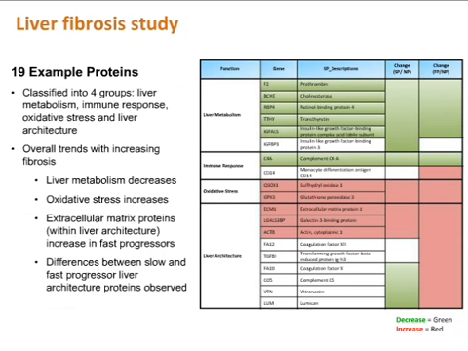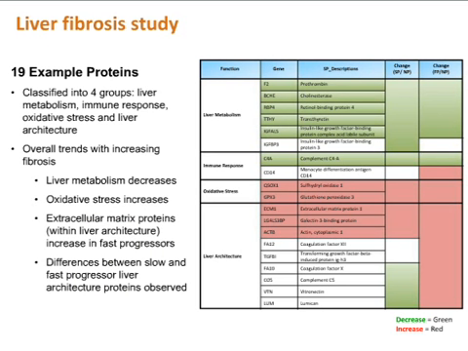When we looked at 19 of the proteins from those groups, we were able to find 4 different groups. They were liver metabolism, immune response, oxidative stress, and liver architecture. And we just classified these 19 proteins in this. Some of the other proteins from the 63 we couldn't find functionality for, so it was difficult to classify those. And others could be classified into multiple different groups. So these ones fit the best in these categories.